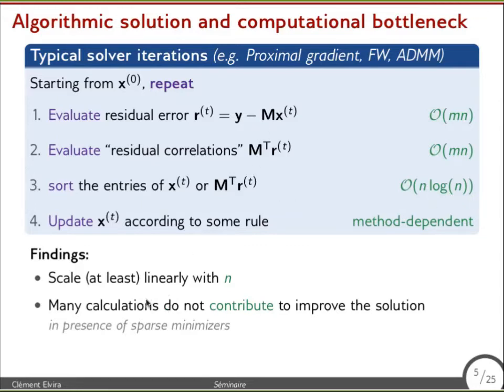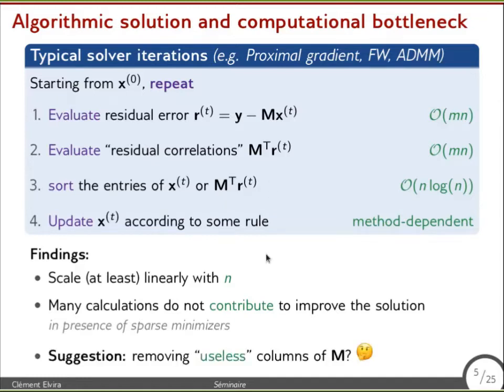Okay. And my second point here is that since we are expecting solutions that are sparse, many operations are, let's say, wasted at each iteration. More precisely, since we know for sure that X star is sparse, when we are sorting the vector, for instance here, we are sorting entries that will be 0 at the end. So we are wasting computational resources. The same rationale applies when we evaluate the correlation. Since we know that some columns of M will not contribute to reconstructing Y, when we evaluate the correlation at each iteration, we are again wasting some computational resources.